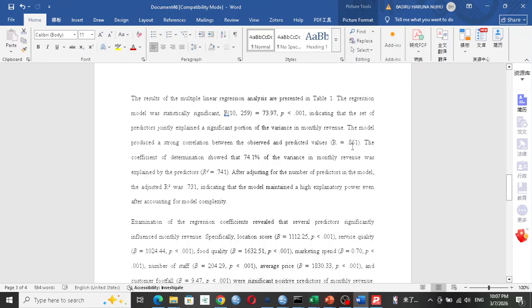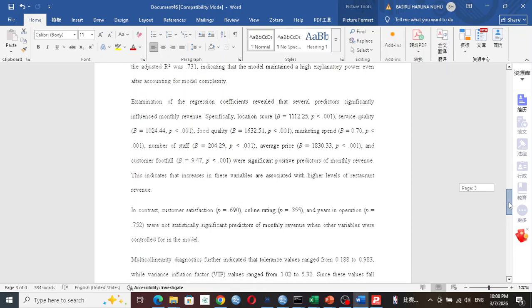The model produced a strong correlation between observed and predicted values. That is from the model summary. So we have it here. The coefficient of determination, that is the R square, showed that 74.1% of the variance in monthly revenue was explained by the predictors. So that is the R square value. After adjusting for the number of predictors in the model, the adjusted R square was this, indicating that the model maintained a high explanatory power even after accounting for model complexity. So after adjusting for irrelevant things from the R square, the model still has high explanatory power.